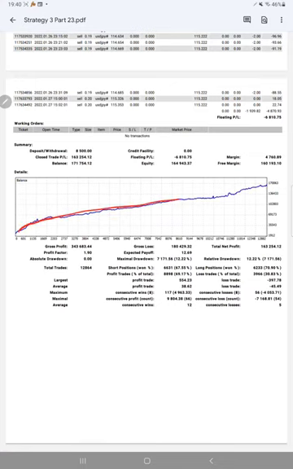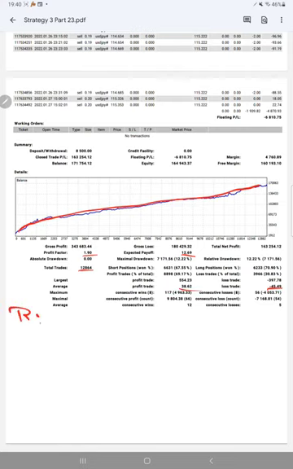Here is a graph, constantly it is growing. Profit factor is 1.90. Total number of trades are 12,800 and plus. Expected payoff is 12.69. Average profit and loss is 38 and 45.